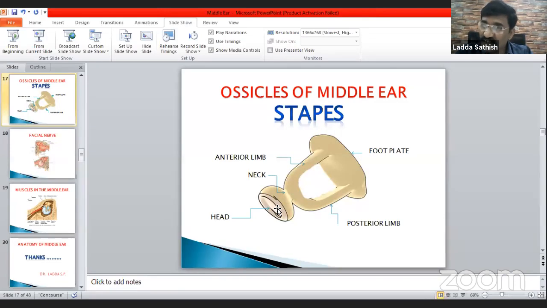See, it has its head. The head is attached with the neck. Below the neck, there are two limbs, and lastly those two limbs rest on a plate. On a plate, who is resting? Foot. So what could be the name of that plate? Footplate. The anterior limb and posterior limb are attached with the neck and the footplate. Now this footplate is going to fit at the oval window, and the shape of that footplate is oval. So these are the three ossicles of the middle ear: malleus, incus, and stapes.